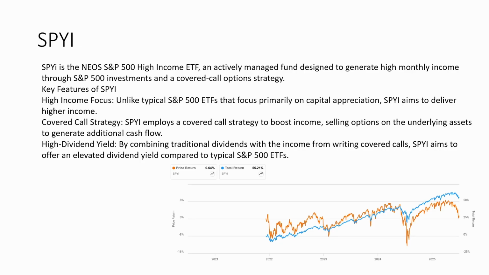So we've got SPYI. This is the S&P 500 High Income ETF, which focuses on high monthly income while managing the high risk that is the covered call strategy. Now, the key features here are the high income focus, unlike typical S&P 500 ETFs, covered calls on top performing stocks to generate additional cash, and its dividend yield, combining S&P 500 dividends and options income.